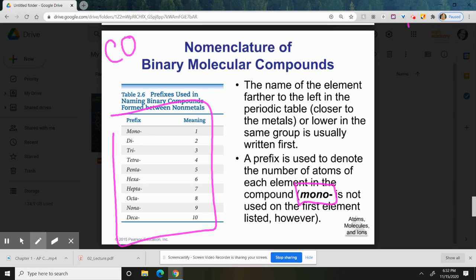So CO is not monocarbon monoxide, it's just carbon monoxide. The mono only goes in the second one. And remember, if it's a double O, it gets dropped to a single O. And if it's an AO, it gets dropped to a single O. Again, not monoxide or monoxide, right? It's just carbon monoxide, 1 O.